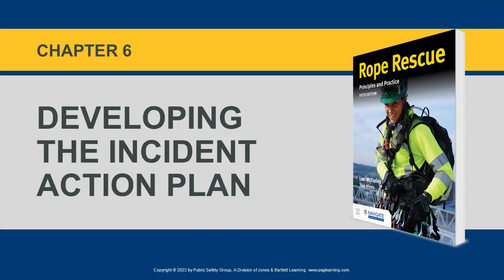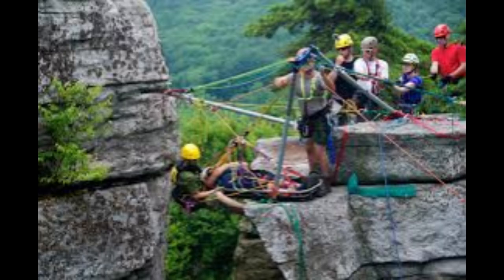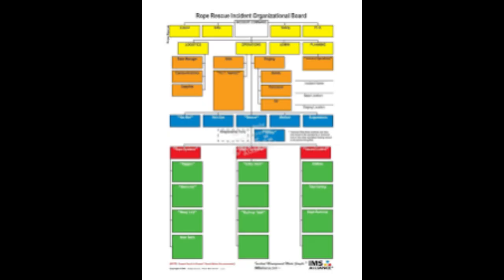Welcome to Chapter 6, Developing the Incident Action Plan. Think of the IAP like a roadmap. Without it, even the best rope team can end up, well, lost in the spaghetti. Today, we're stepping up to operations-level planning. You'll learn the 5 phases of planning, command functions, and communications.